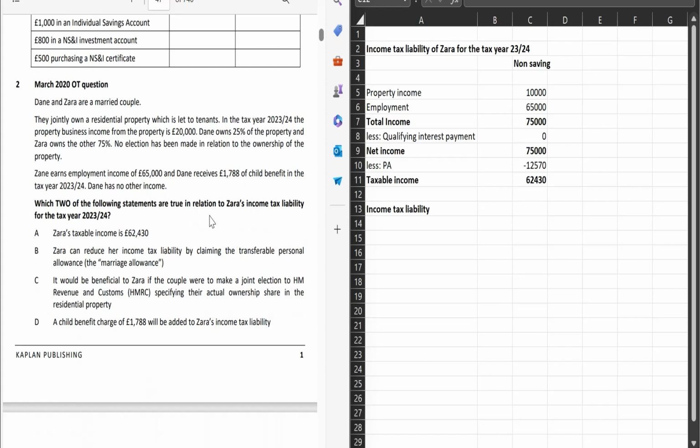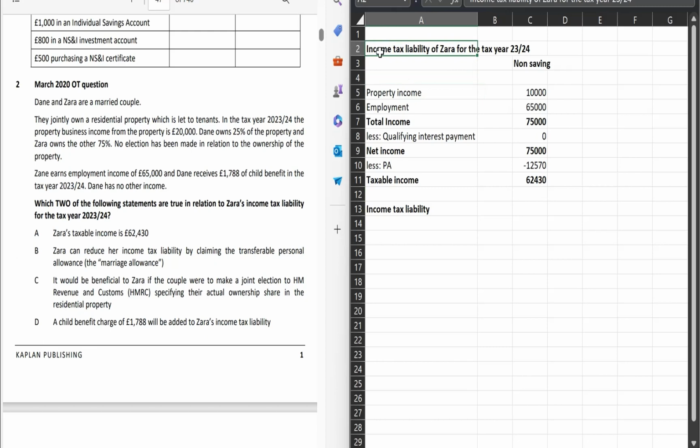Jada earns employment income of 65,000 and Dane receives 1,780 of child benefit in the tax year 23-24. Dane has no other income. So which two of the following statements are true in relation to Jada's income tax liability? Basically, we have to calculate the income tax liability of Jada and identify which of the four options is correct.